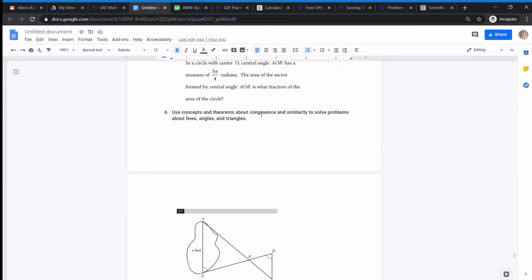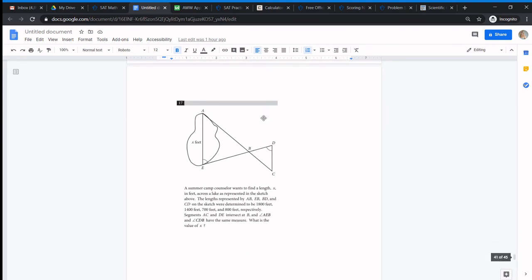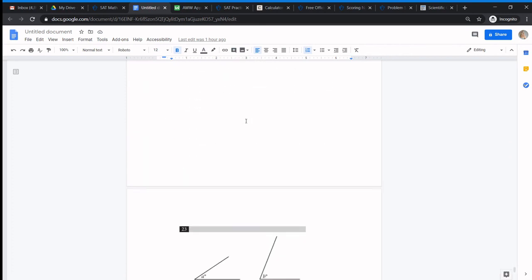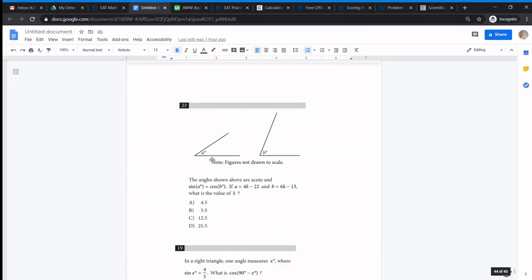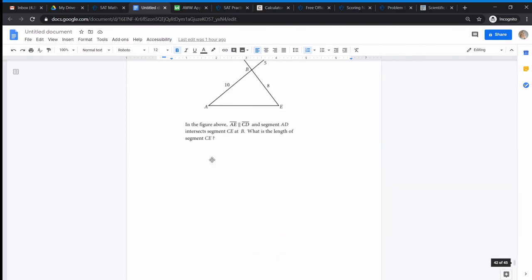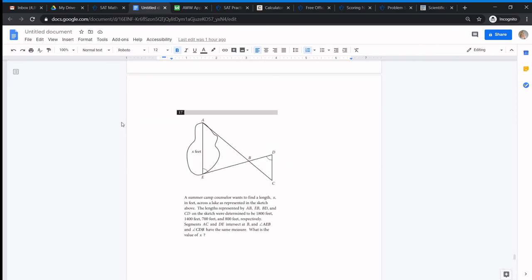Use concepts and theorems about congruence and similarity to solve problems about lines, angles, and triangles. Okay, this is a couple of problems, pretty easy ones, and we're actually almost at the end. After this, there's 2 more topics, and then we'll be done with our session.